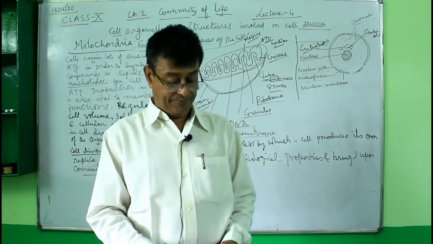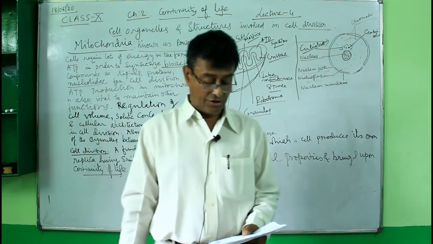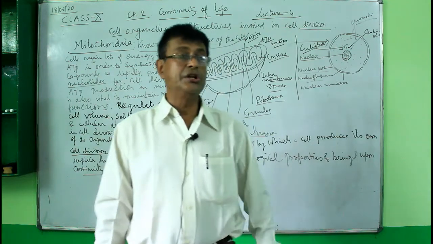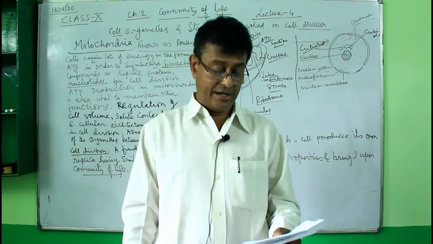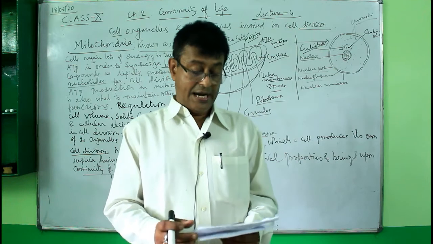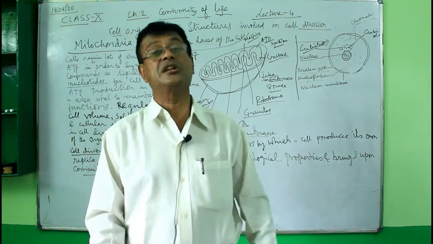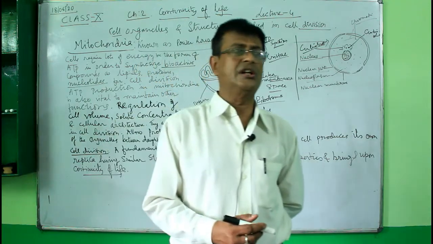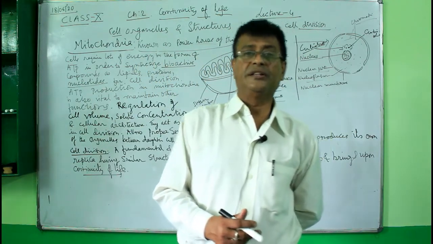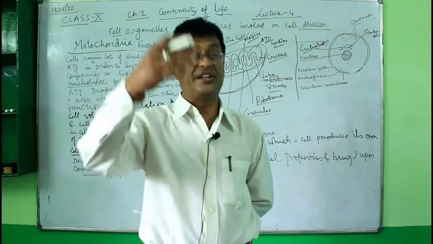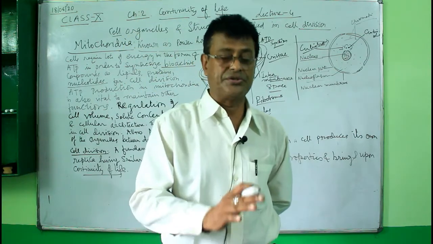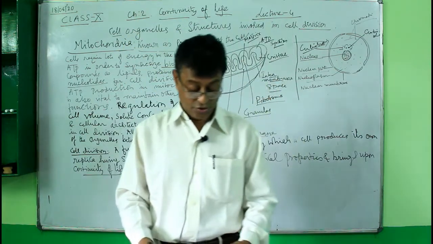Second one is the mitosis. In mitosis, indirect equational cell division is there. And third one is the meiosis, indirect reductional cell division. Why is it called reductional cell division? Because here the number of chromosomes at first increases and then it reduces to half. So that is how it goes on.